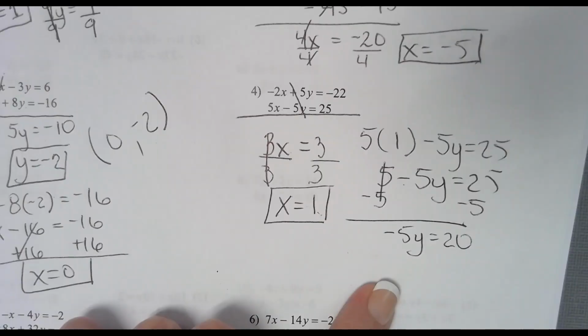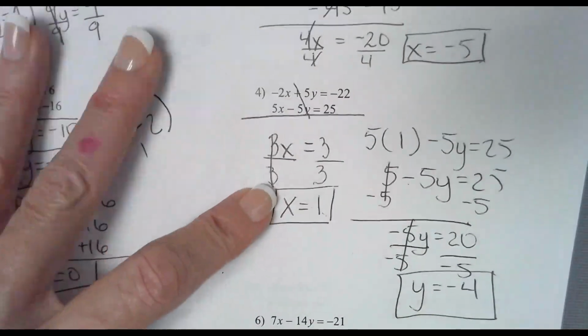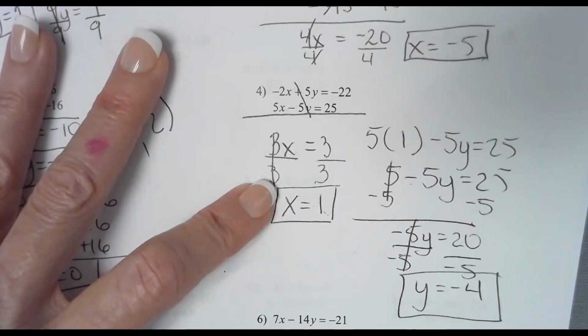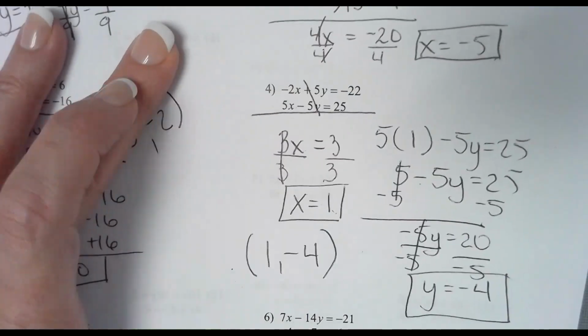I combine, divide both sides by negative 5. Okay, so how do I write my answer? Parentheses, 1, negative 4.